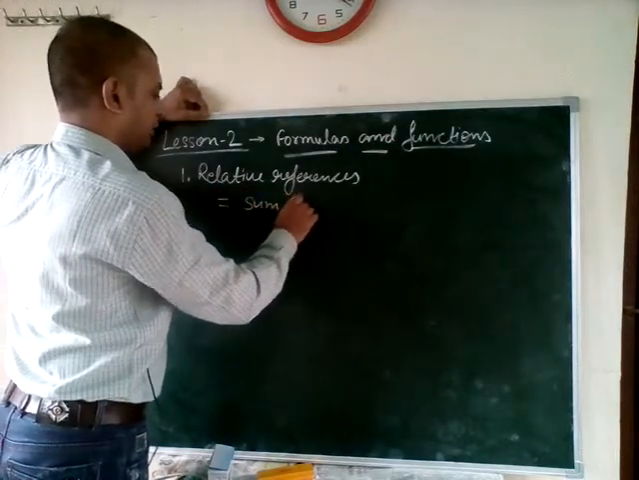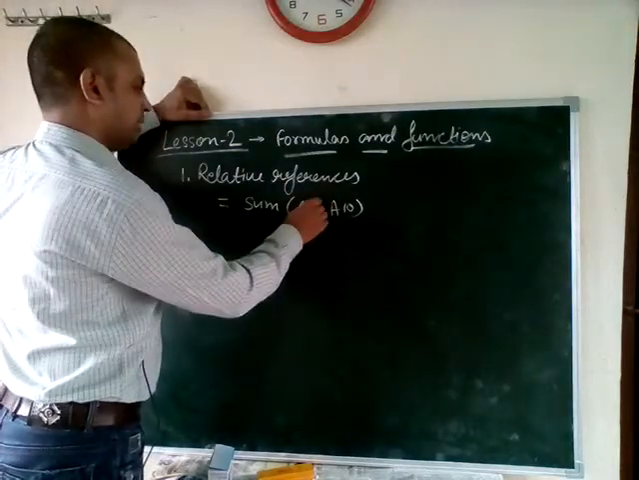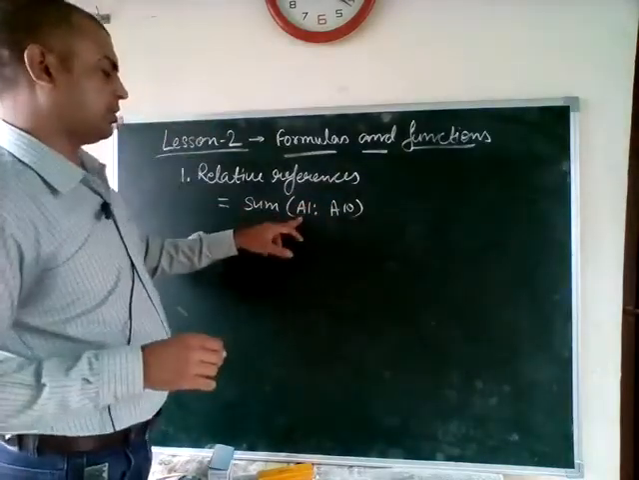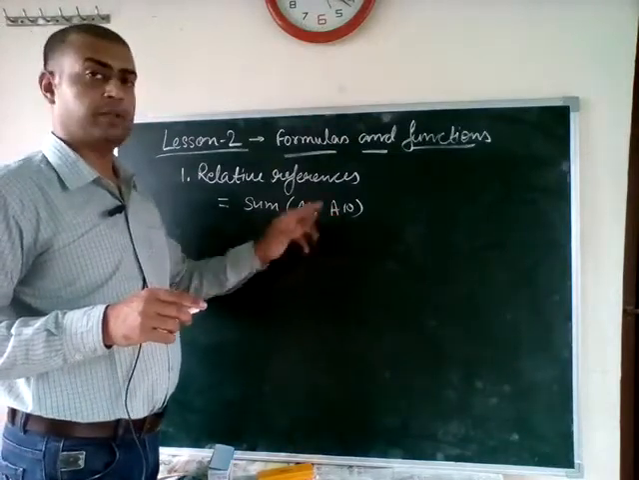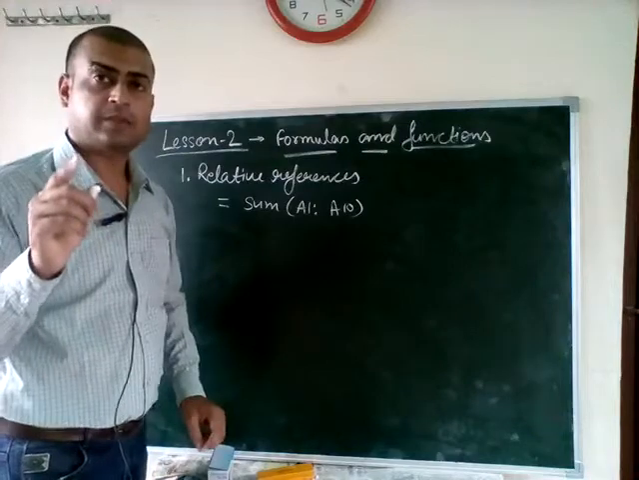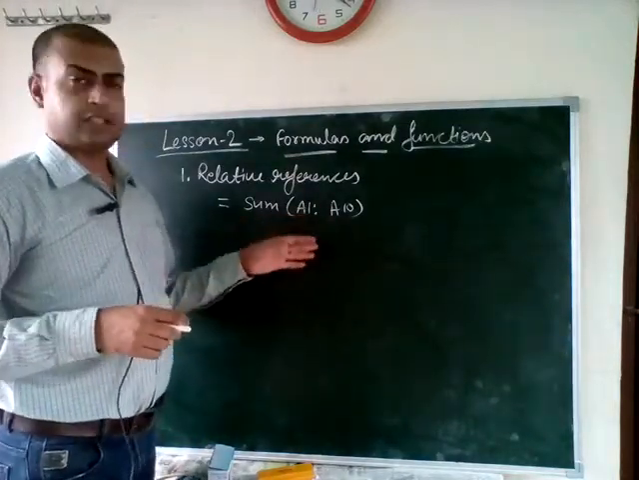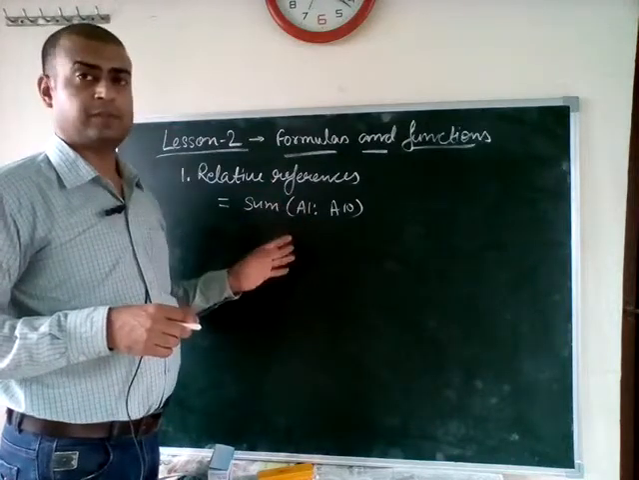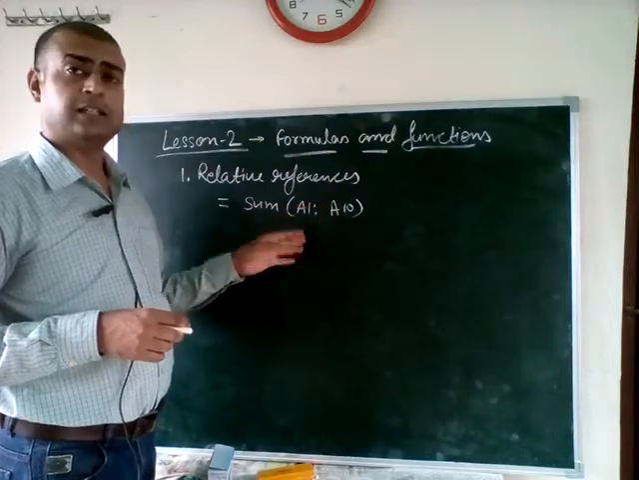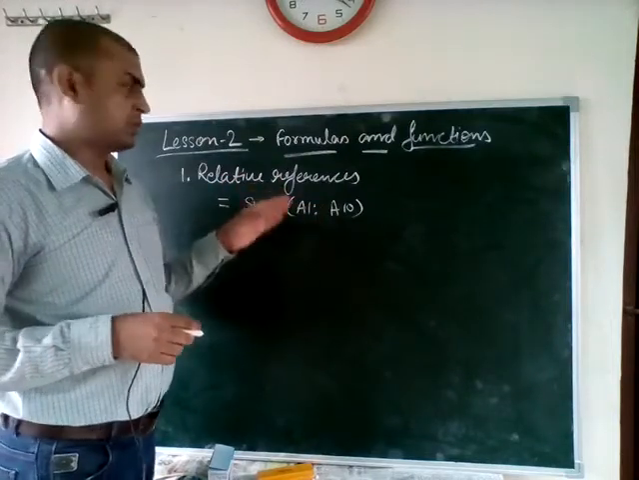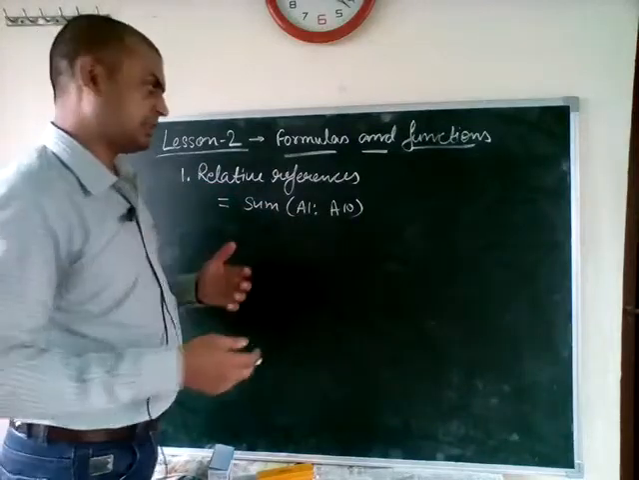Relative reference means if I am writing SUM A1 colon A10, then the column and row numbers will change if we drag the mouse. So if we drag the mouse in MS Excel, these values will change. Here it is A1, so next time it will be B1, the third time C1, D1, like this it will change and give you the answer. So this is called relative reference because it is changing in every cell.